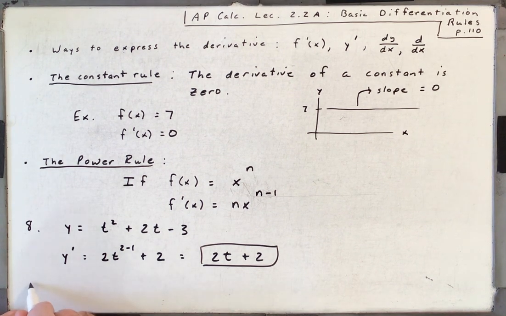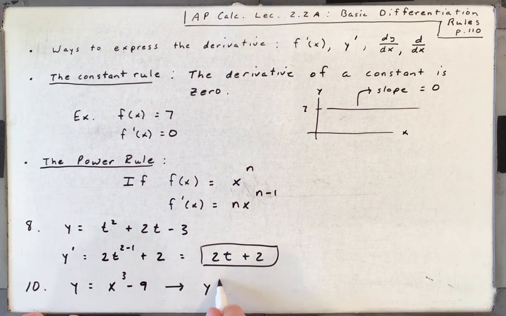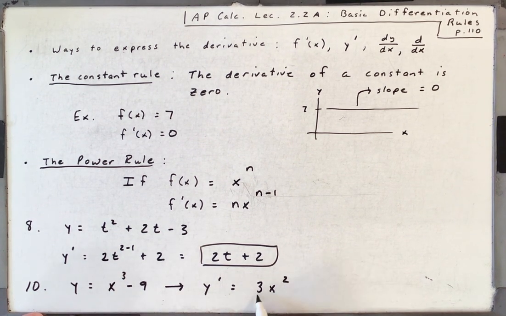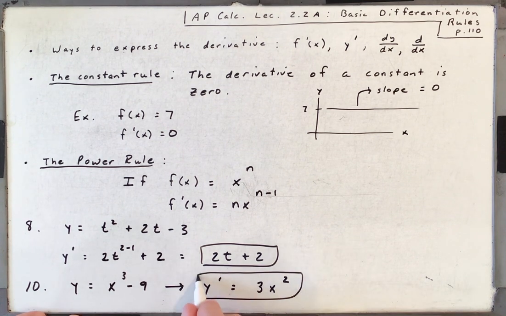All right, let's see if we can fit 10 on here. So 10, y is equal to x cubed minus 9. So y prime, we're going to bring the 3 out front and subtract 1 from the exponent. So that would be 3x squared. What's the derivative of negative 9? It's 0. So 3 times x, minus 1 from the exponent would be 2. So that answer is just 3x squared.